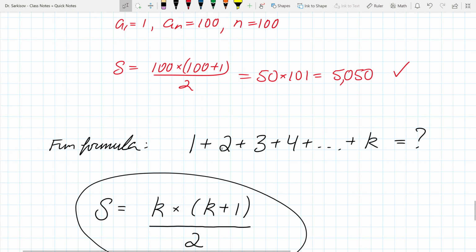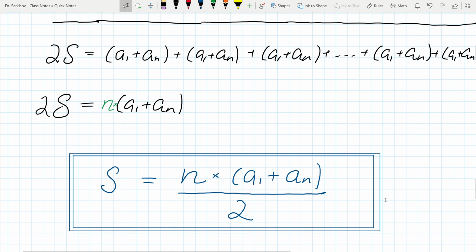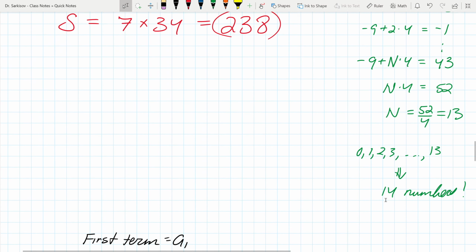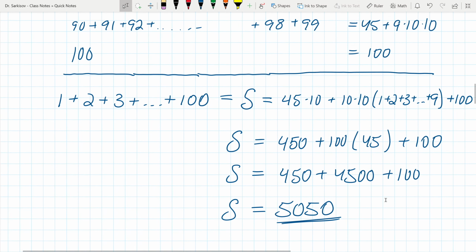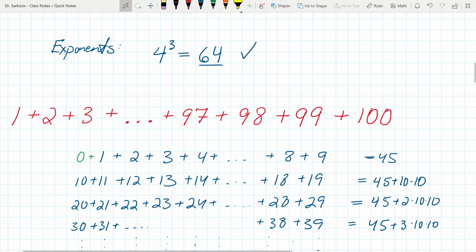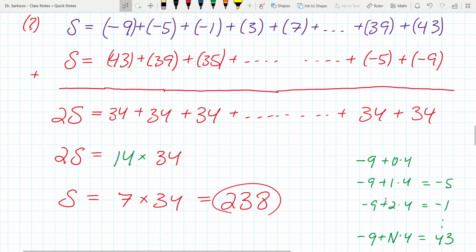I hope you really enjoyed this little demonstration, and this formula may help you a lot. You can even check this on the example I did here with 14 numbers that we were adding 4 each time, right here with the -9, -5, all the way to 43.